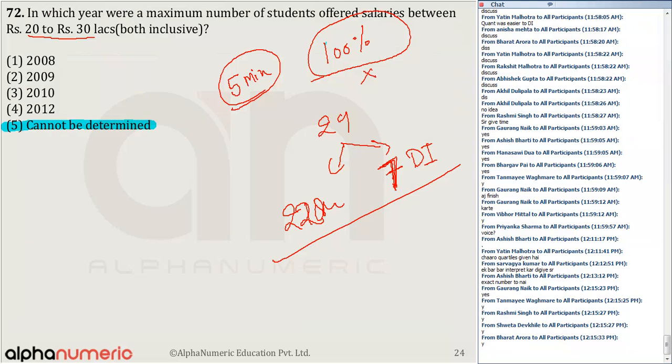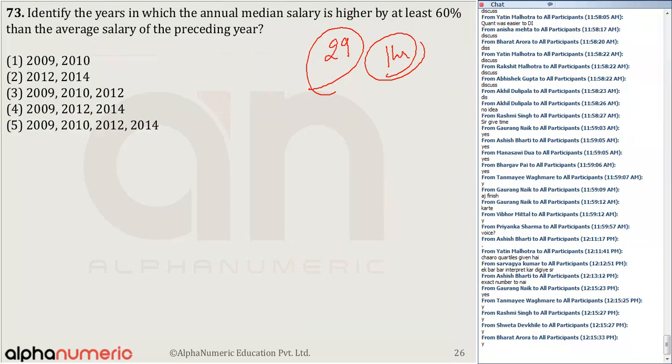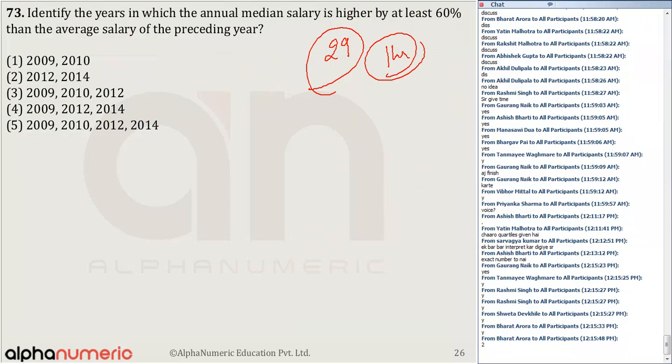Okay, let's come to question number 73. The correct answer for question number 73 is option number 2. It says identify the years in which the annual median salary is higher by at least 60% than the average salary of the preceding year.